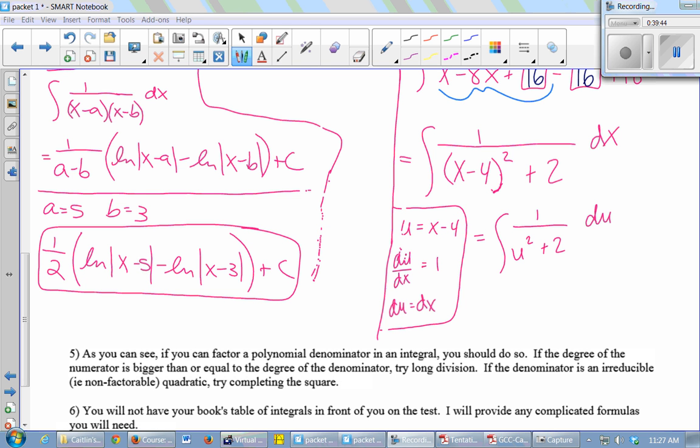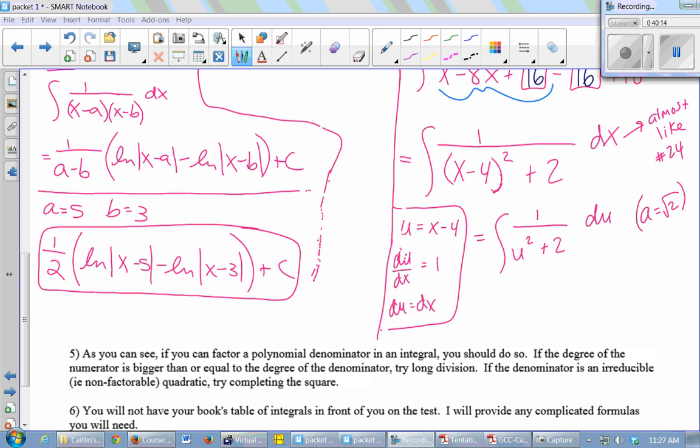So this integral looks almost like number 24. A quick u substitution, and it looks exactly like number 24. a would have to be the square root of 2, because when you square root 2, you get 2. So a is square root 2.